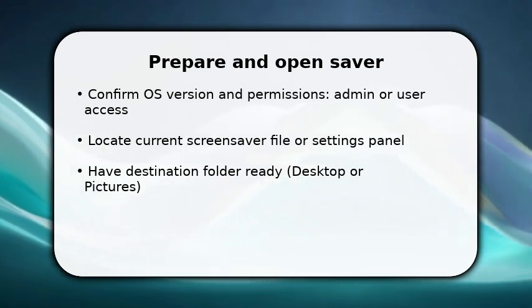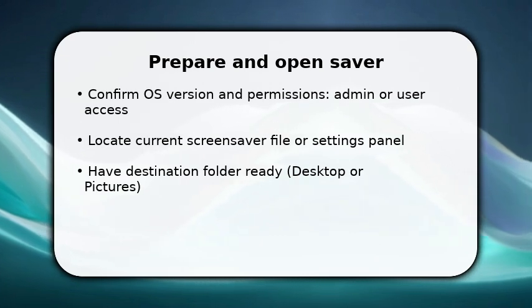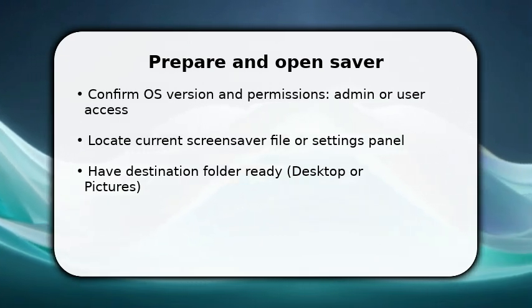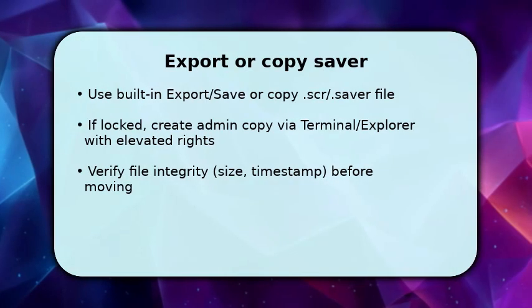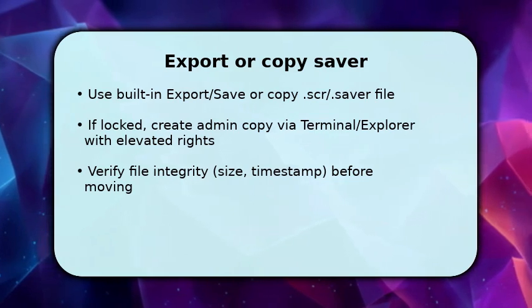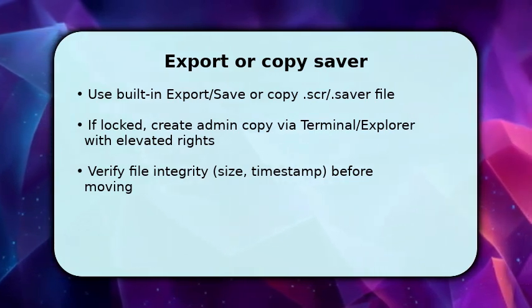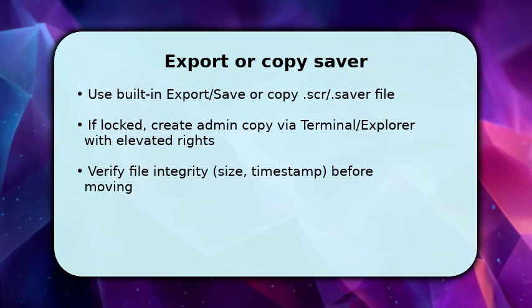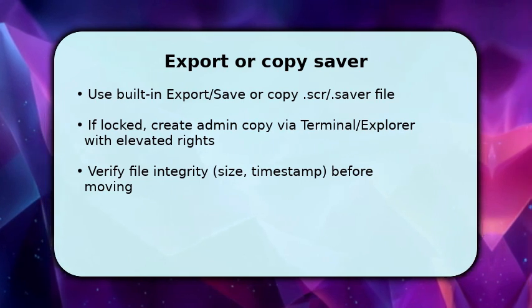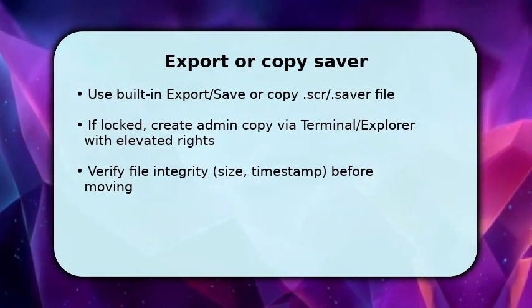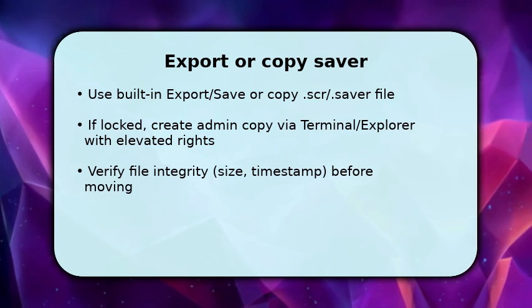This step matters because modern OSes protect saver files and apps, so doing this first avoids interruptions and speeds the next steps. Now you'll export or copy the saver file. If the Settings app offers export or save, use it and choose your prepared folder. If not, locate the SCR or saver file and copy it. On macOS use Finder, on Windows use Explorer.